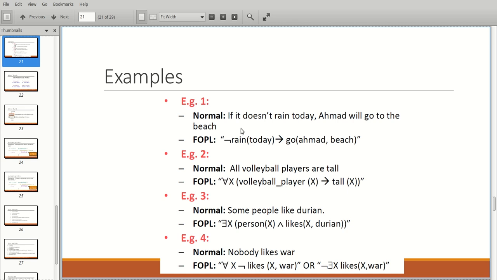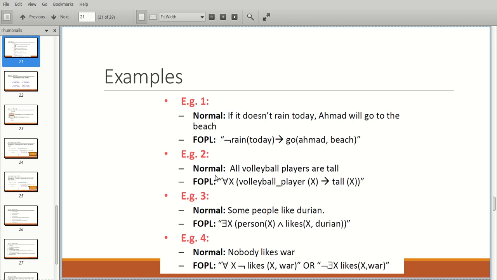Predicate calculus. Example number one. Let's say you have the sentence: if it doesn't rain today, Ahmad will go to the beach. In predicate calculus, or first order predicate logic, it can be represented like this. You have the function rain, and today is the object. Then the second part, you have go as a function, and you have Ahmad and beach as the other two arguments.